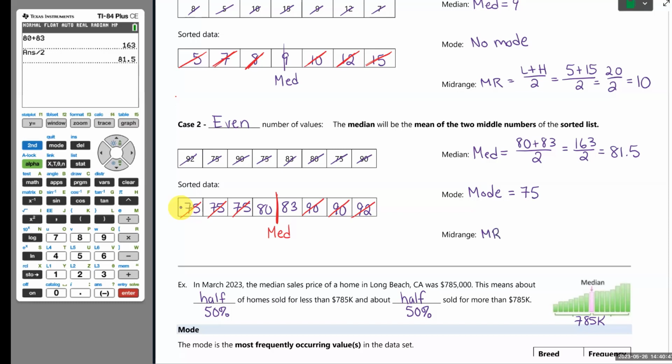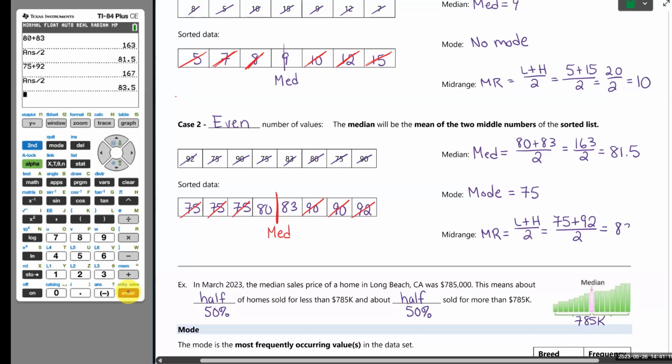And then midrange, again, we just take low plus high in the data set and divide by 2. The lowest was 75. The highest was 92. We add those and divide by 2. I'll hop over here and get my calculator's help. So 75 plus 92. We want to get that numerator first. I'm going to hit enter. That's 167. Now I can divide that by 2. And that is 83.5.